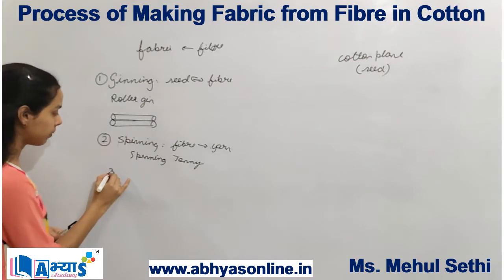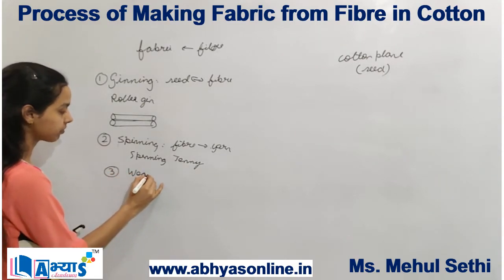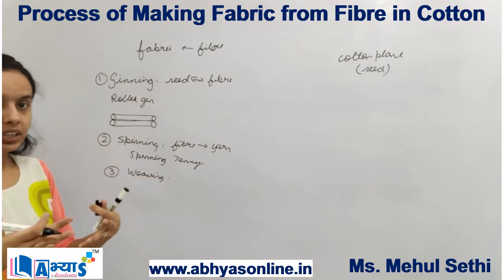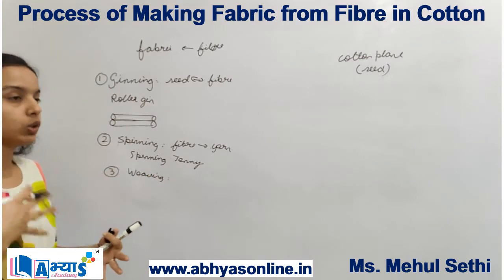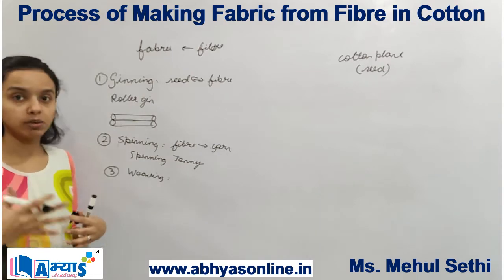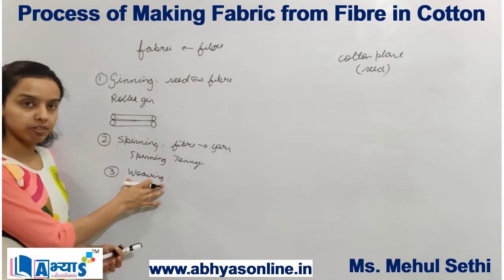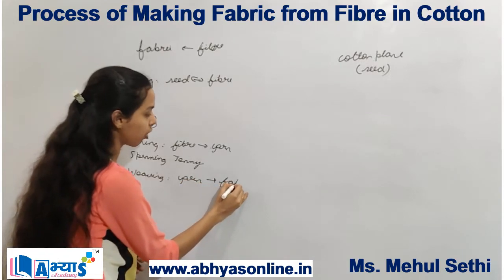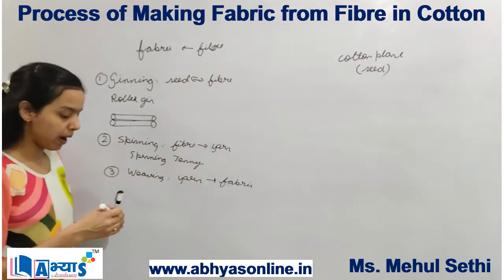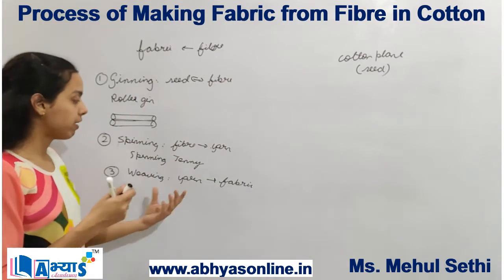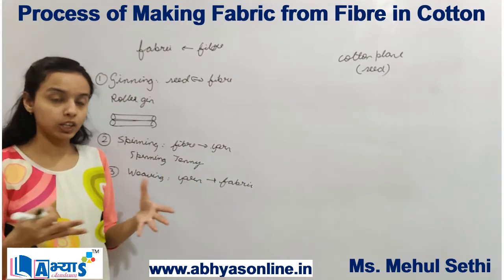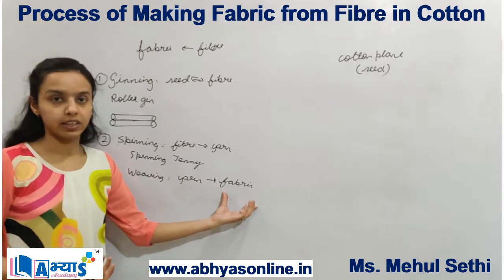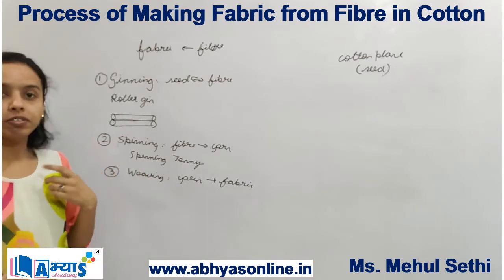Now the third step is weaving. Weaving is the step in which different yarns are woven together with the help of certain machines. So we can say that different yarns together form a fabric. By definition, when different yarns are made together with the help of machines to form a fabric, it is known as the process of weaving.